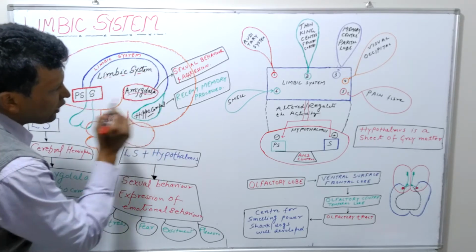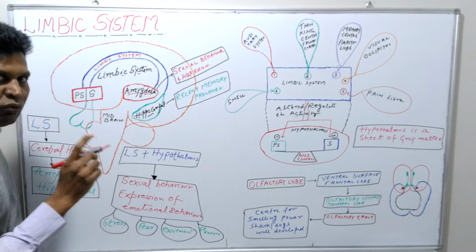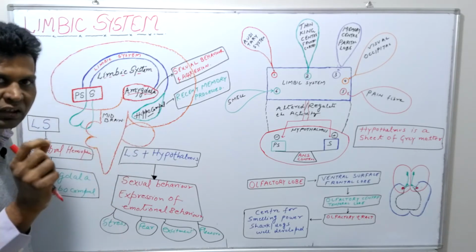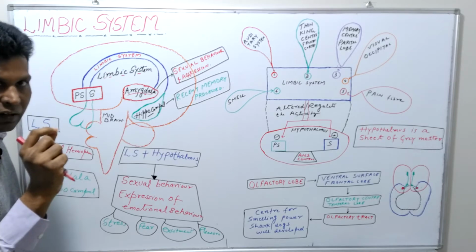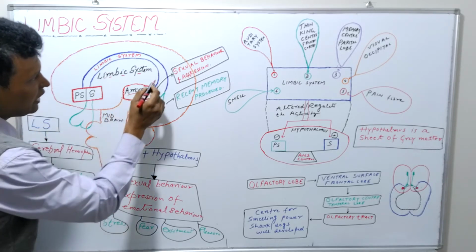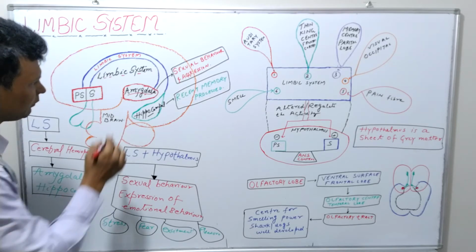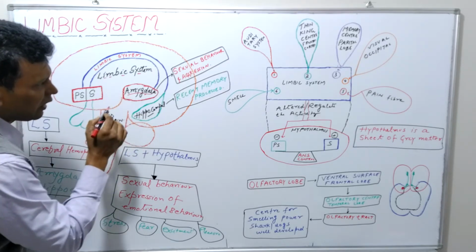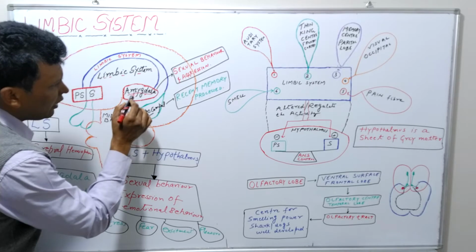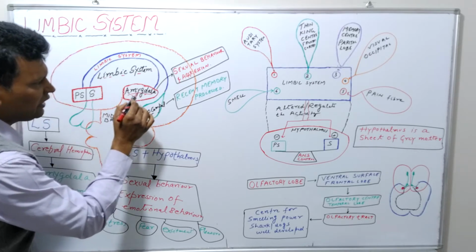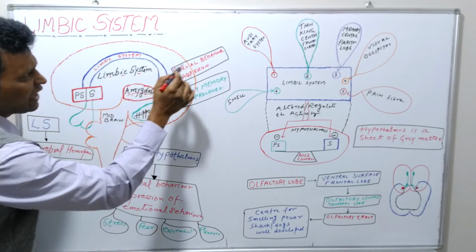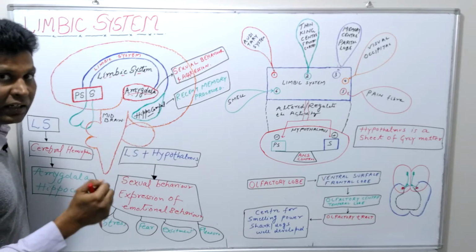Second area, the hippocampal area. I am only going to tell you about the important areas which are connected with or associated with your limbic system. Amygdala. This amygdala is very important because it deals with your sexual behavior and aggression.